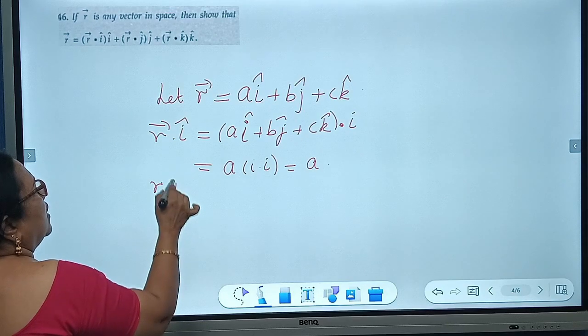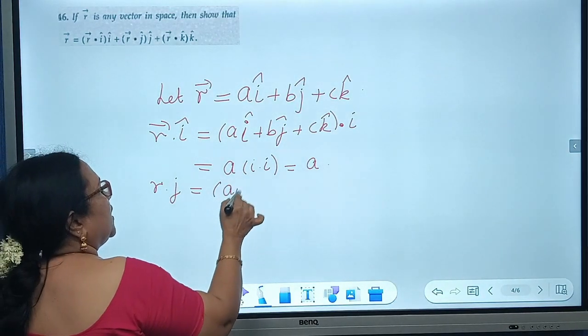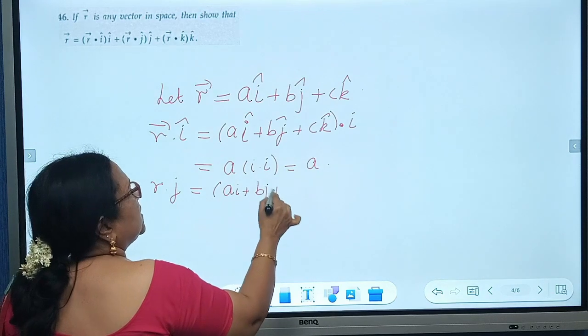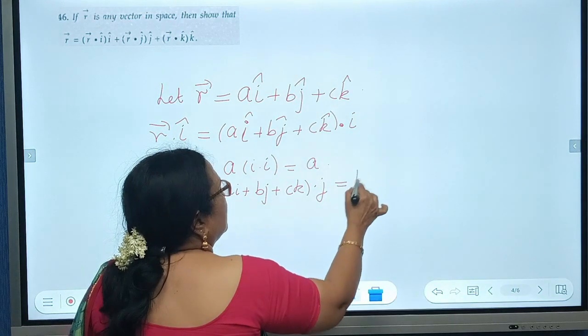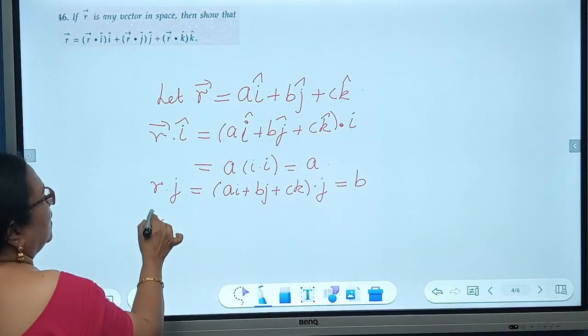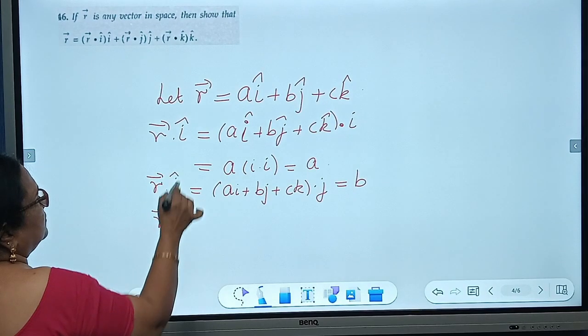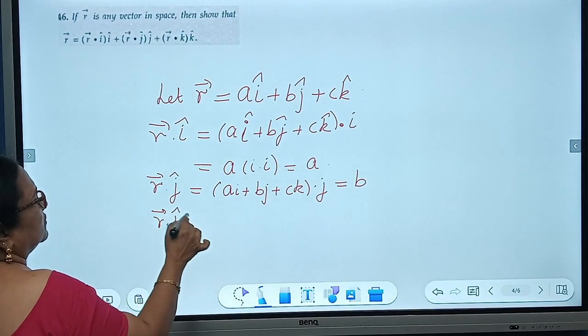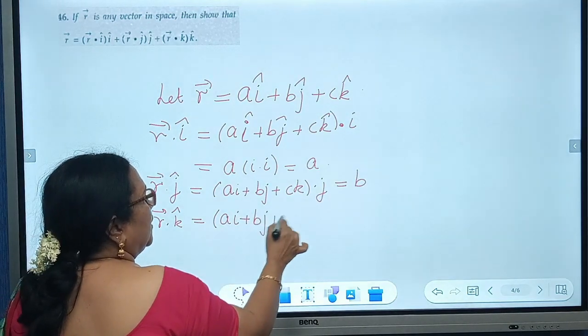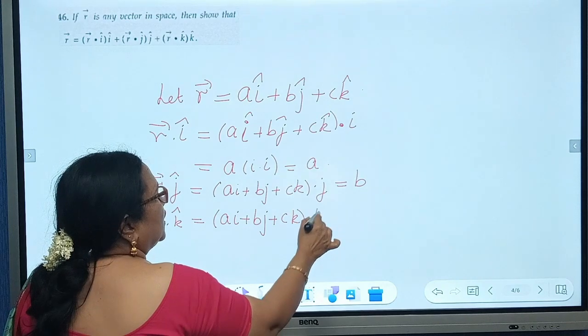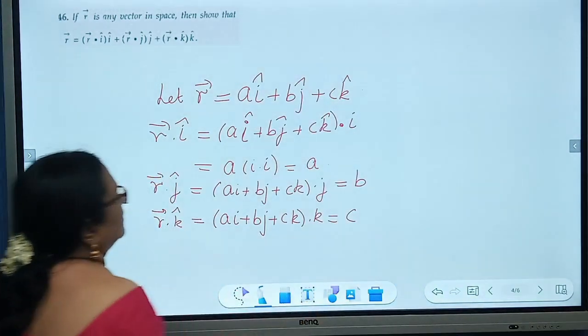Similarly, r dot j will be ai plus bj plus ck dot j, which will give me only b. R dot k will be ai plus bj plus ck dot k, which is c.